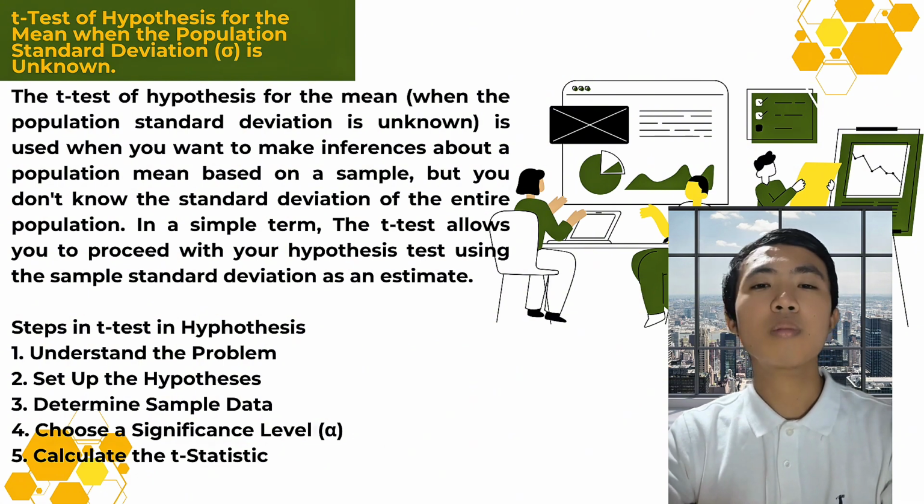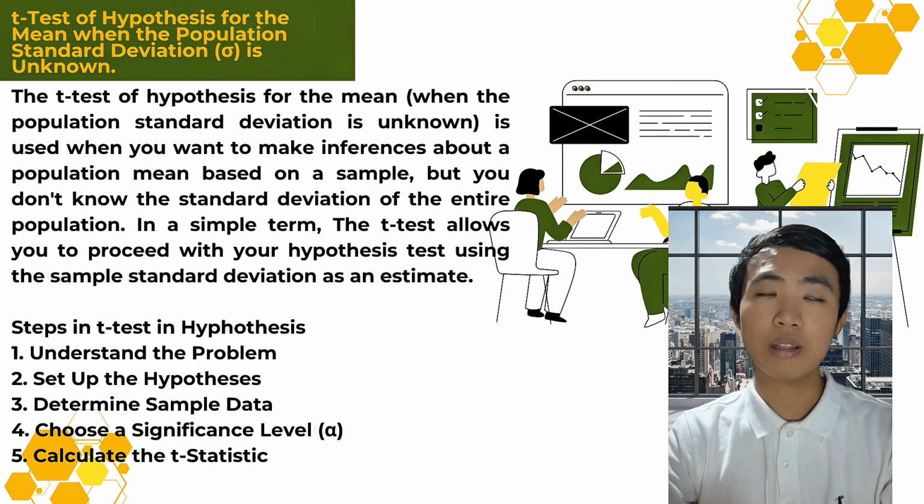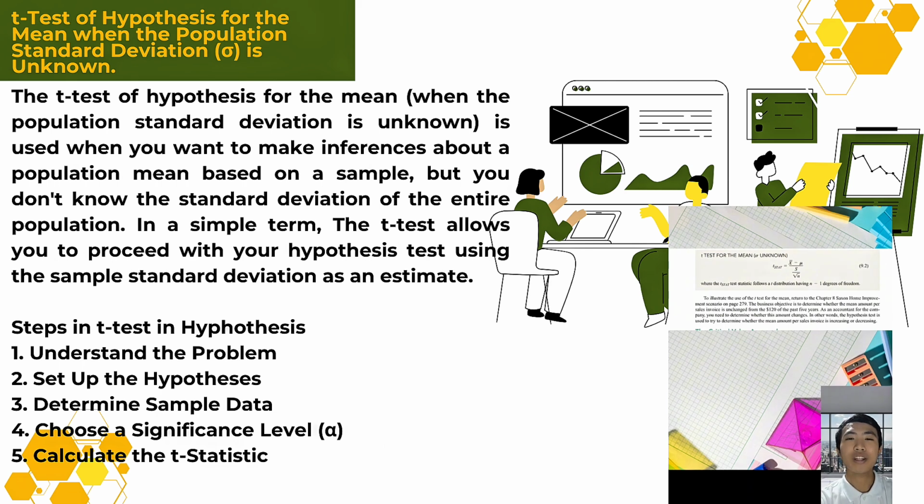So now let's proceed with the problem solving, which is the Saxon home improvement scenario. First, we need to understand the problem. The goal is to determine if the current mean amount per sales invoice is different from the past 5-year average mean of $120. So we need to perform a hypothesis test.